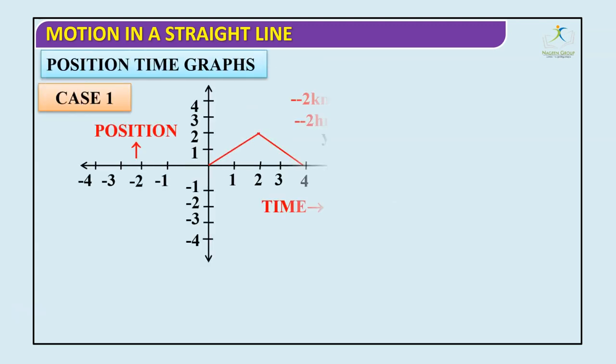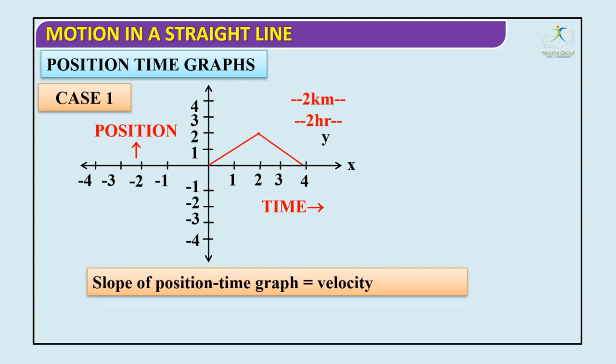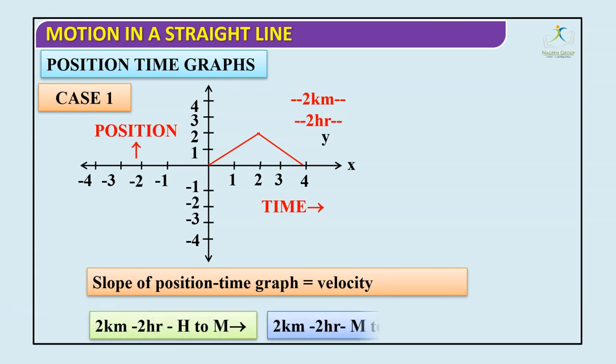Position-time graph, case 1. The slope of a position-time graph defines the term velocity. As you can see in this graph, firstly the particle moves 2 kilometers in 2 hours, from h to m, and then from m back to h.